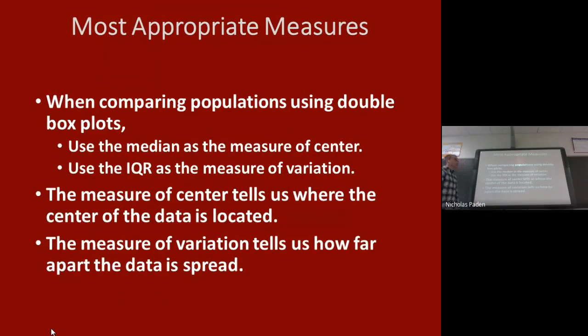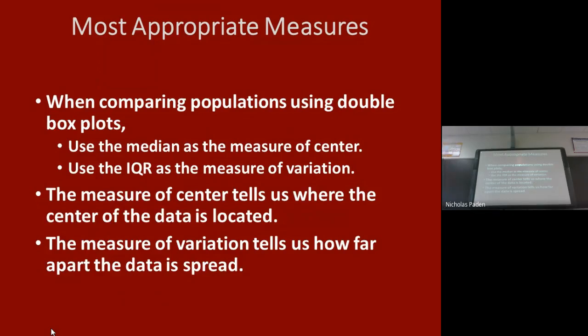A few other things about using this. When comparing populations and we use a double box plot, we're going to use the median as the measure of center. So if it says what is the measure of center, use the median. The median is found by the middle line in the box. The IQR would be the measure of variation. So that's what we're using for those two.